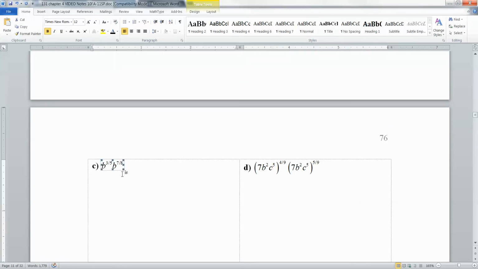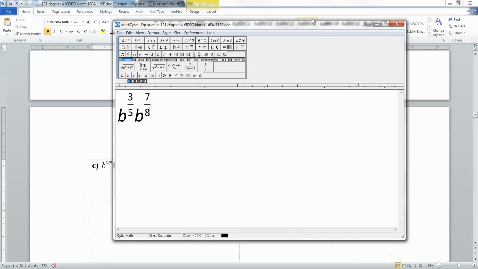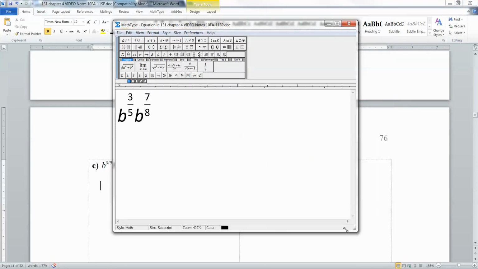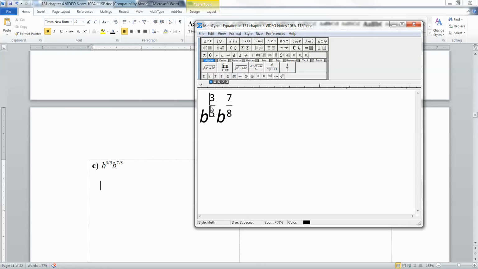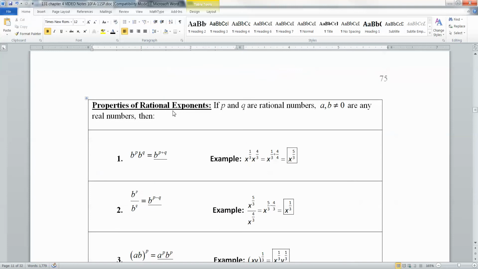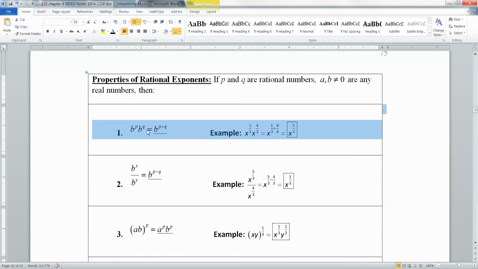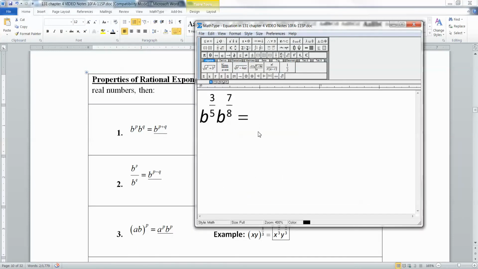All right, we can probably fit in C, and that'll be it. So let's do C. Let me type this up. There we go. And again, you can write it more in fraction form with number over number, or you can write it more as division. Now this, according to our property number 1, is where you just add the two powers. So this is b to the 3/5 plus 7/8.